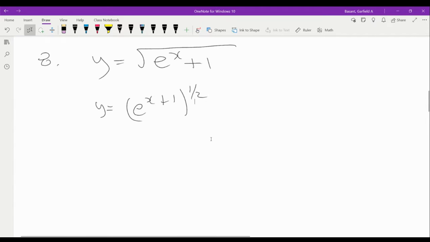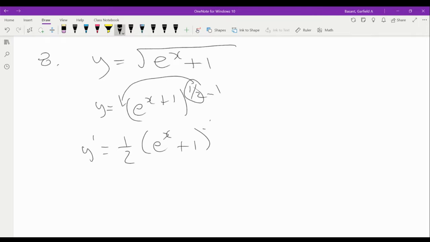All right, so let's see. So y prime is going to be 1/2 times this. We keep the inside, which is e to the x plus 1, and this plus 1 is not on the exponent. And we're going to subtract 1 from the exponent, which makes it a -1/2. And then we have to times it by the derivative of the inside.